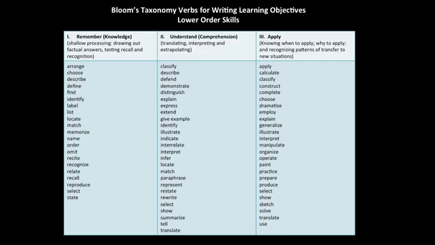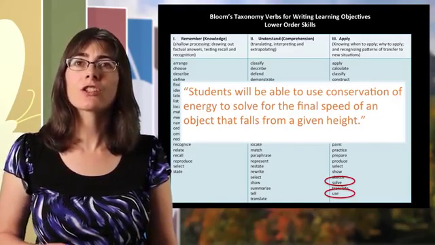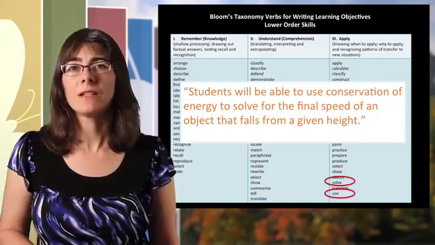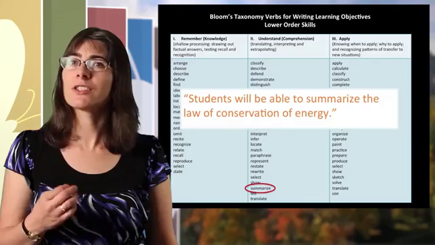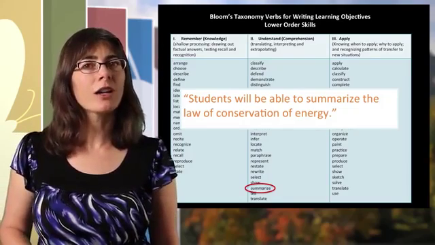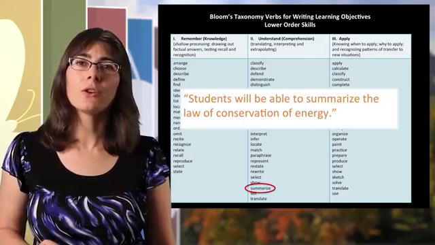Maybe I'll focus in on solve and use. And that's going to help me write that revised learning goal that I gave you before. Students will be able to use conservation of energy to solve for the final speed. So that's helpful in writing that goal. What if I want to make an objective that's a little bit lower than that goal? Well, now I'm going to look over at the understand level and choose a verb there, and maybe I'll say students should be able to summarize the law of conservation of energy. So I've used the word summarize to write a new goal.